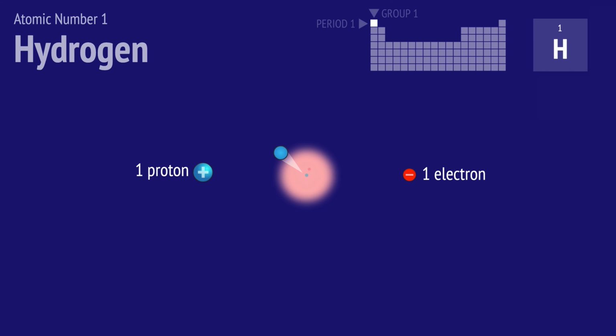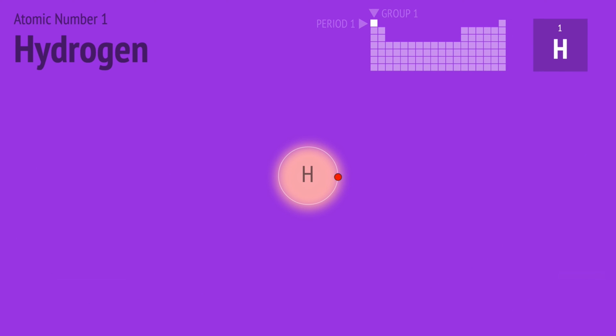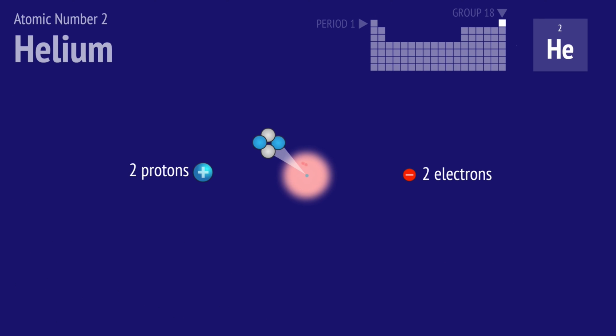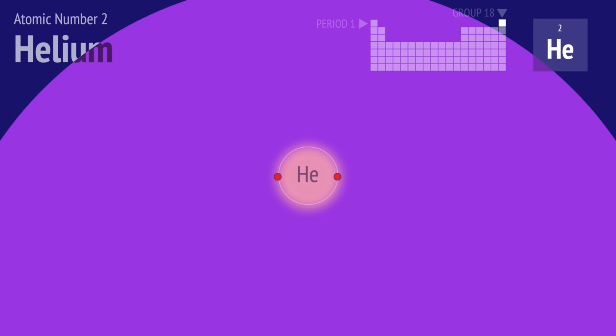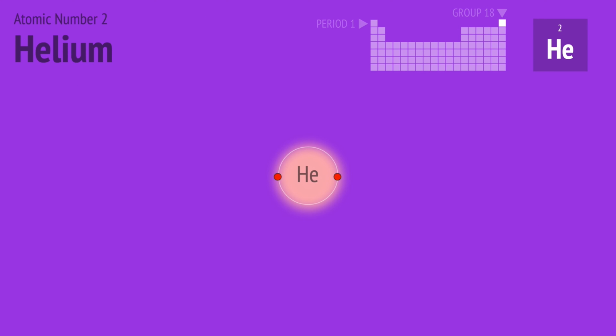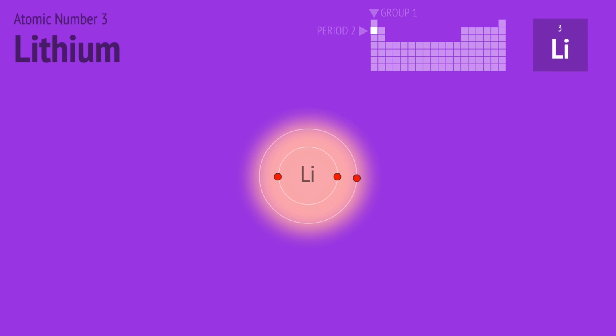The simplest element, hydrogen, atomic number 1, has 1 proton and 1 electron. This single electron occupies the lowest energy level, nearest the nucleus. The next element, helium, atomic number 2, has 1 more proton and so 1 more electron. And so helium's 2 electrons will complete the first shell. Lithium, atomic number 3, has its third electron occupying the next shell further out. We write the number of electrons per shell as 2, 1, and we call this the electron arrangement.